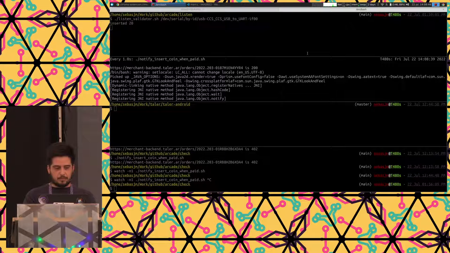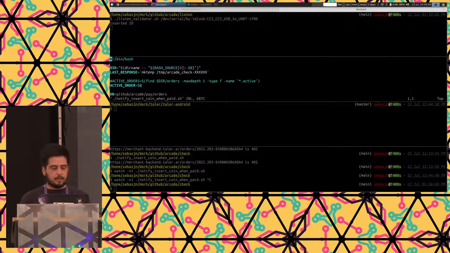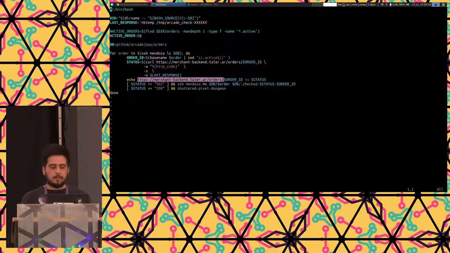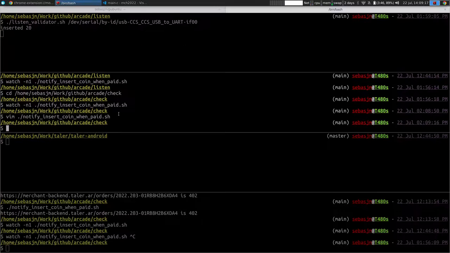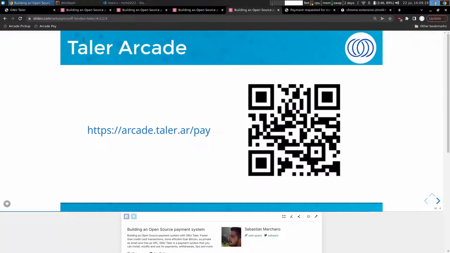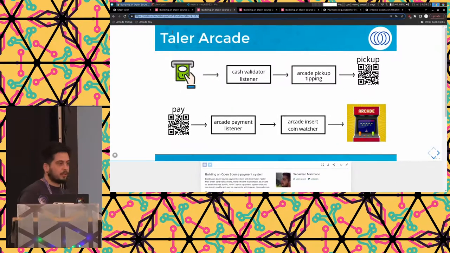So what I have here is a listener validator that is always watching the money picked up from the machine, and another service that is checking the merchant backend where the payment is made. After it finds a completed payment, it runs the game. So that's it. That's the talk. Hope you like it.